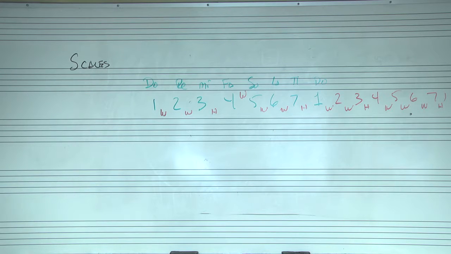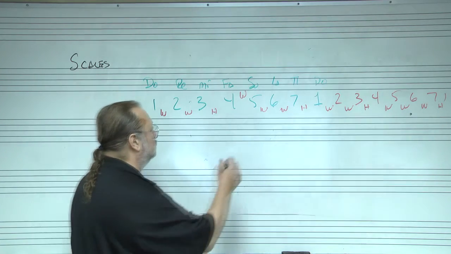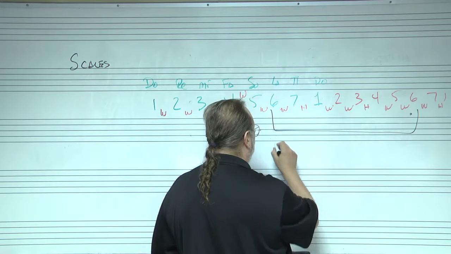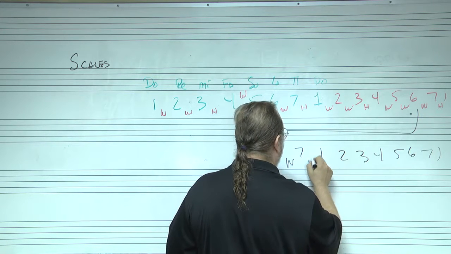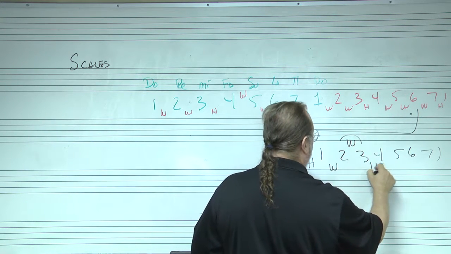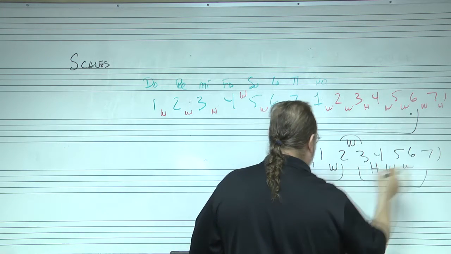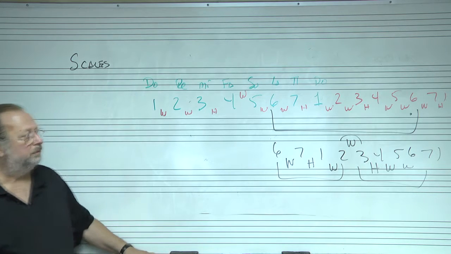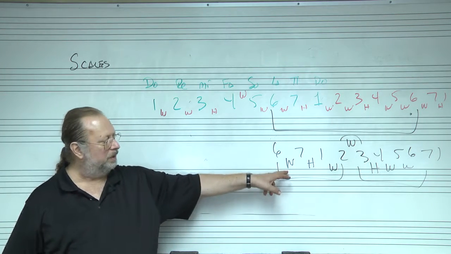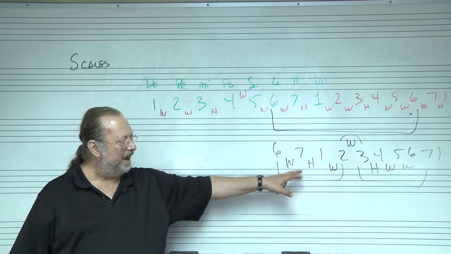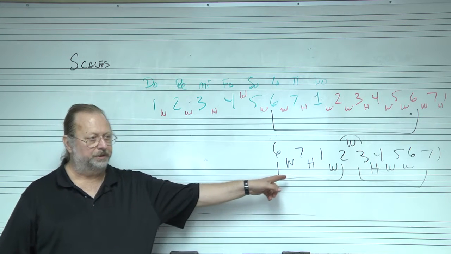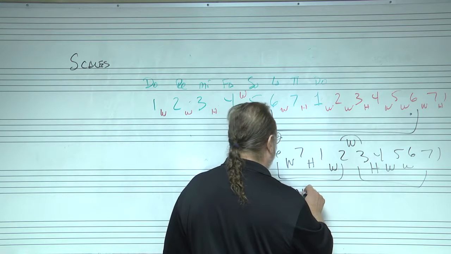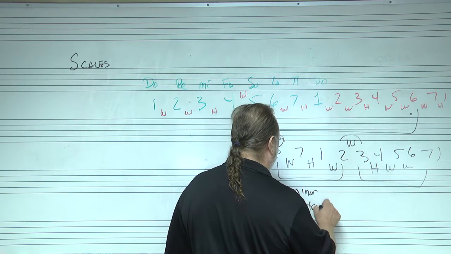So if we start on the sixth, we're just displacing it like this. So now we have whole step, half step, whole step, whole step, half step, whole step, whole step, for that, starting on the sixth degree. Does that make sense? Start on the sixth, the whole steps and half steps keep the same relationship, but now we have the relationship whole step, half step, whole step. That's different than a major scale, isn't it? That's called a minor tetrachord. But it fits into the major scale.